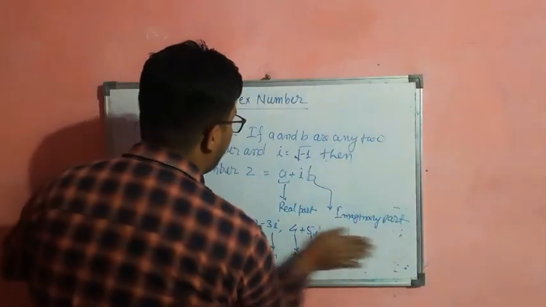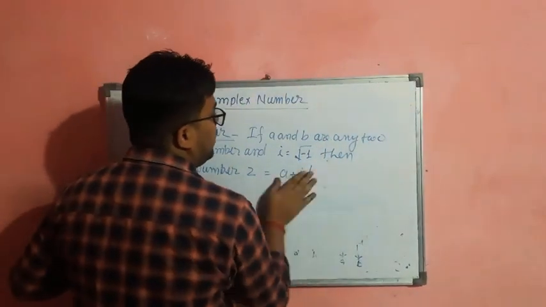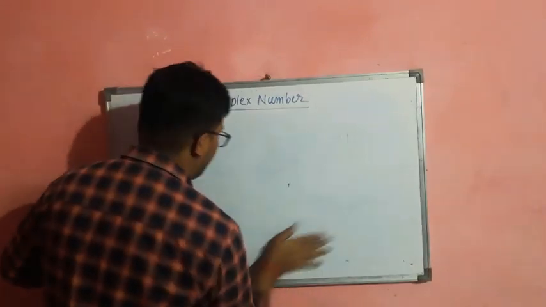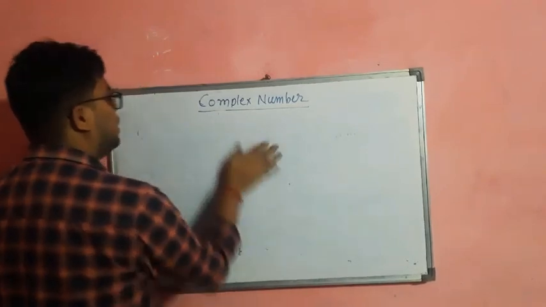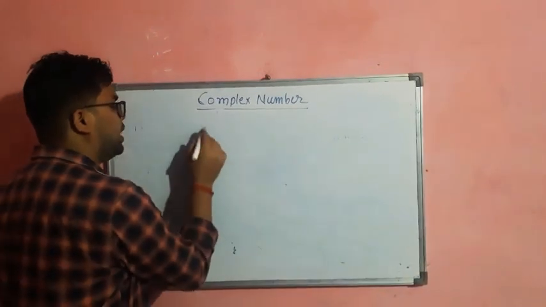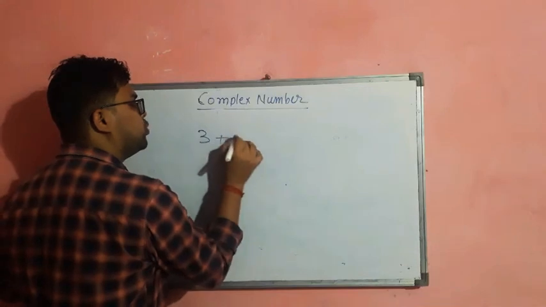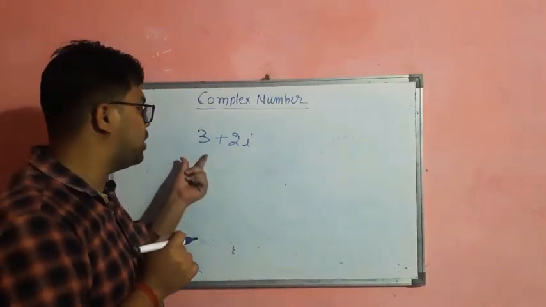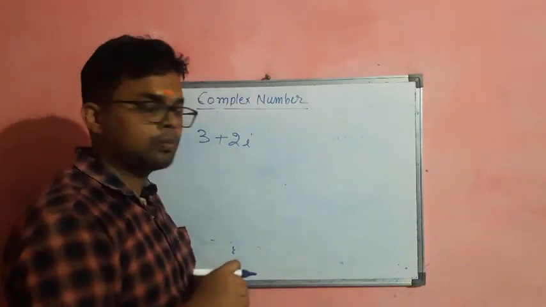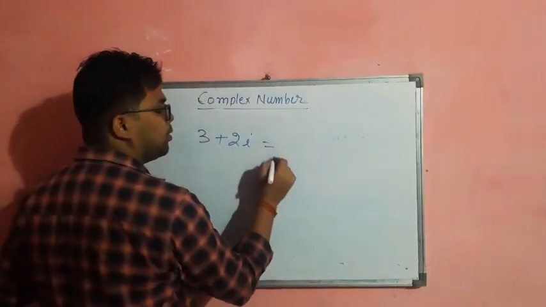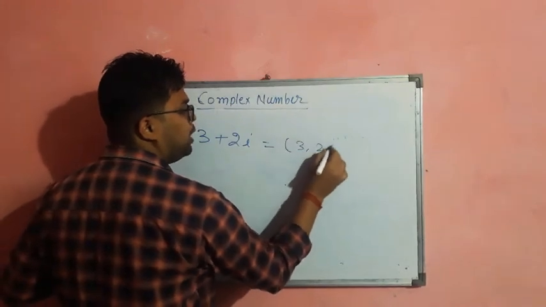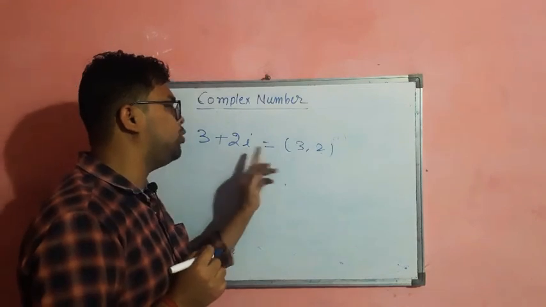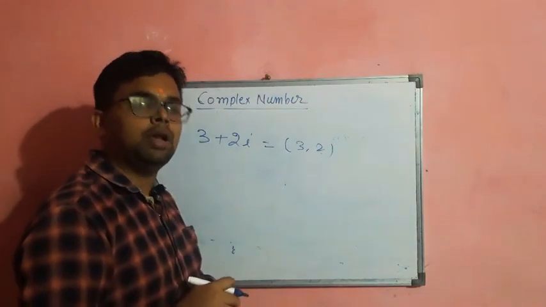Now, students, we will see what the ordered pair of a complex number is. If any complex number is given to you, like 3 plus 2i, this is a complex number because it can be written as a plus ib, where a is equal to 3 and b is equal to 2. So the ordered pair of this complex number will be 3 and 2, where 3 is the real part and 2 is the imaginary part.